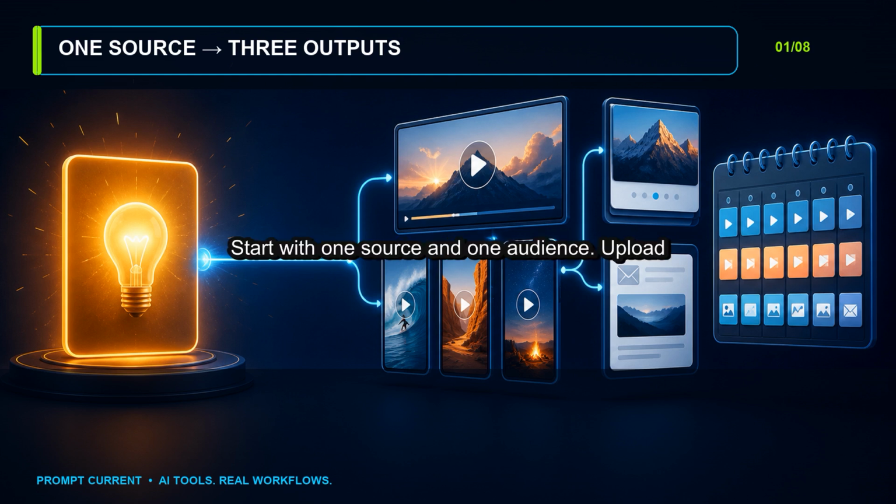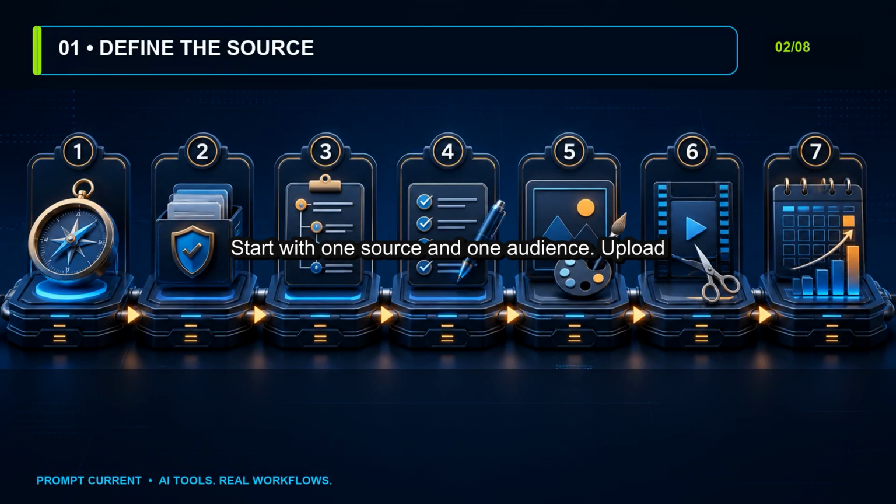Start with one source and one audience. Upload the document, name the audience, and define the decision or action the final material should support. Add a short source note: what this document is, when it was written, and what it does not cover. Do not mix 5 drafts into the first prompt. If the source is unclear, every later format will be unclear too.